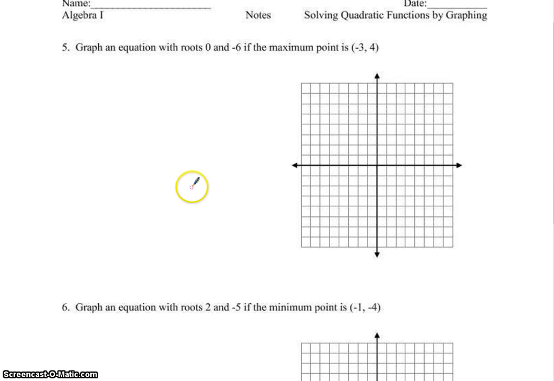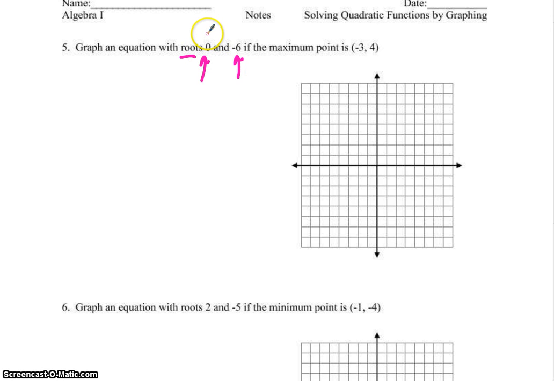So looking at the back, it wants you to graph an equation with roots 0 and -6 if the maximum point is (-3, 4). Remember, we said a root is a solution, it's an answer, it's a 0, it's an x-intercept. It's where it's going to cross the x-axis. So we have two roots, which means we're going to have 2 points on the x-axis.